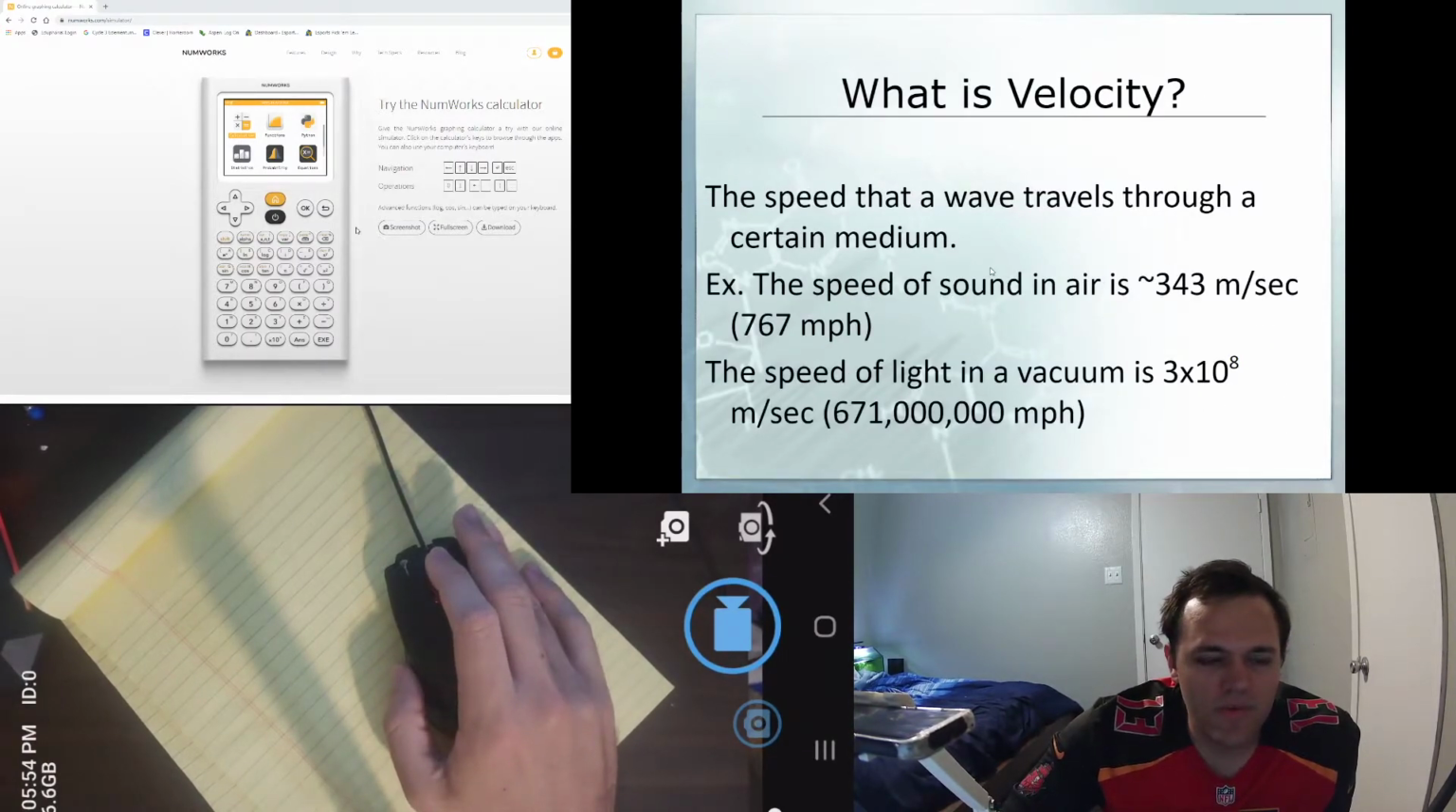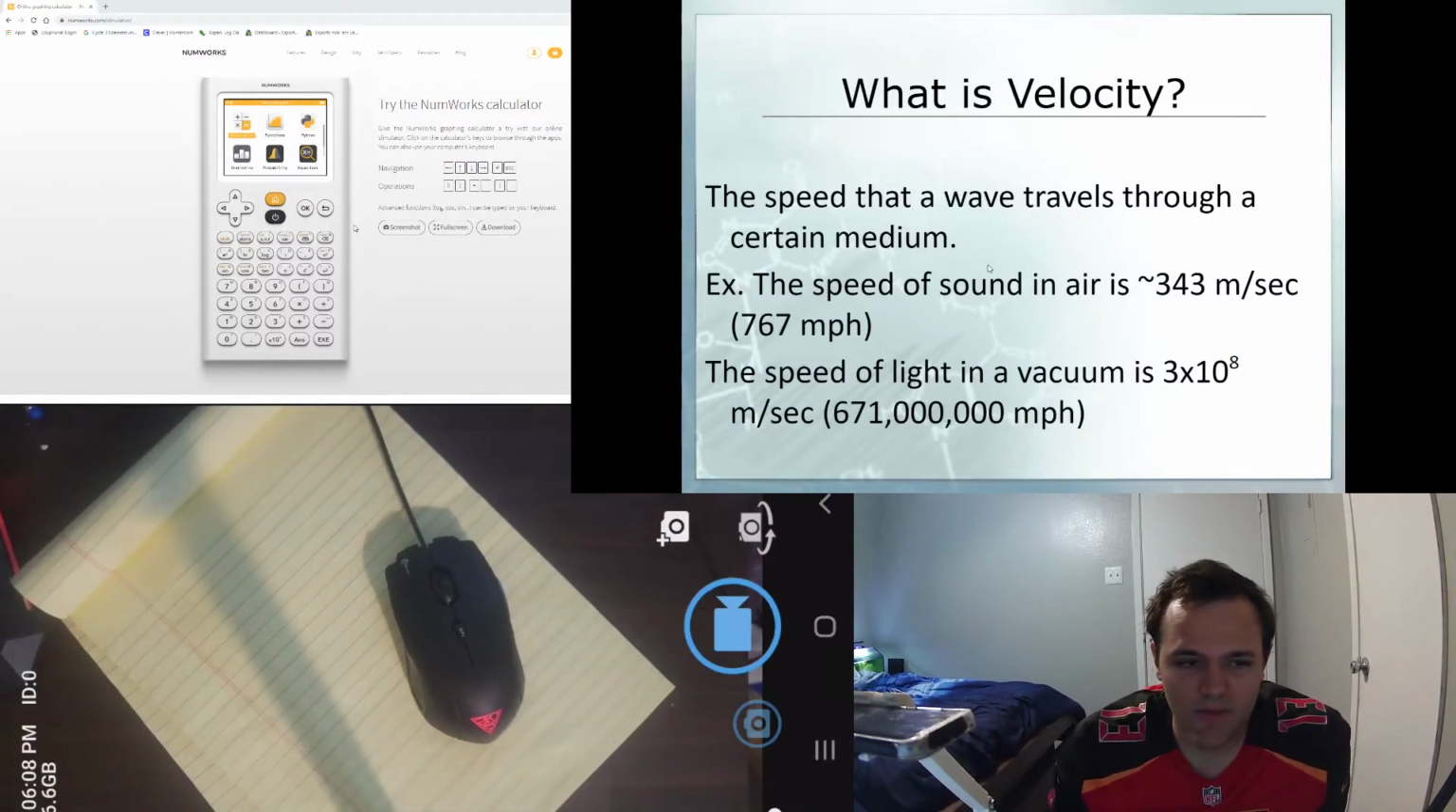All right, we've got to talk about velocity here before we get on to any of the calculations. So velocity is the speed that a wave travels through a certain medium. Like you guys have heard speed of sound. Well, sound actually travels at a different speed through different materials, but the speed of sound in air, what's most commonly referred to as the speed of sound, is 343 meters per second, or about 770 miles per hour. All right, so that would be the velocity of a sound wave.